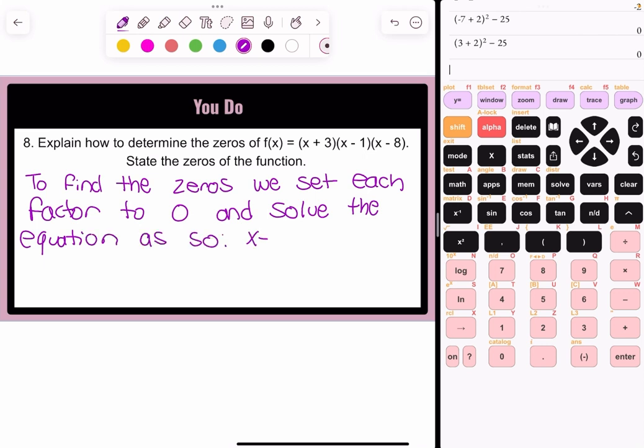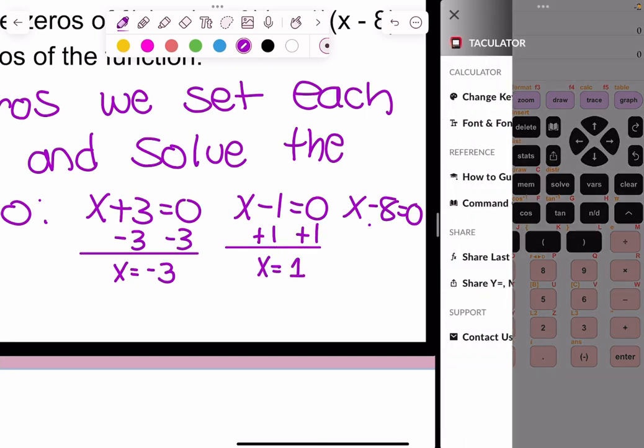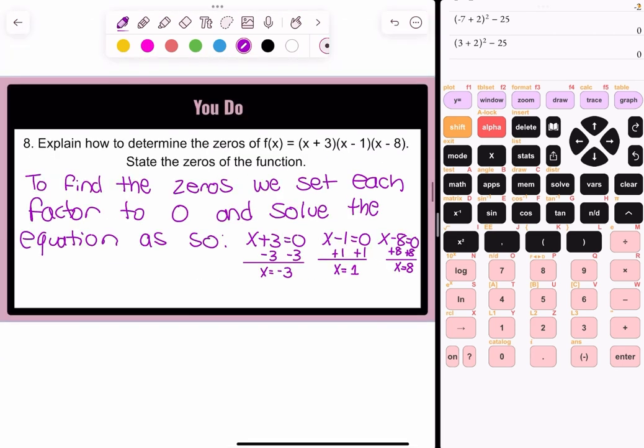X plus 3 equals 0, x minus 1 equals 0, and x minus 8 equals 0. All right, for x plus 3 equals 0, we subtract 3 from both sides, and we get x equals negative 3. Then we add 1 to both sides. We get x equals positive 1. And then for the negative 8, we add 8 to both sides, and we get x equals 8. Perfect. Alrighty, so what are the zeros? The zeros are x equals a negative 3, a positive 1, and a positive 8.